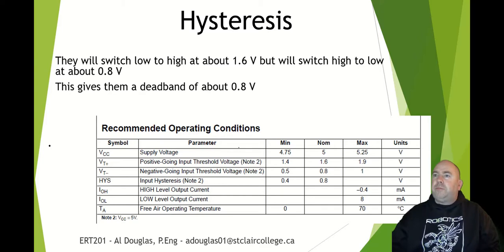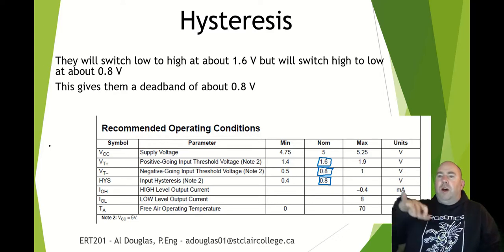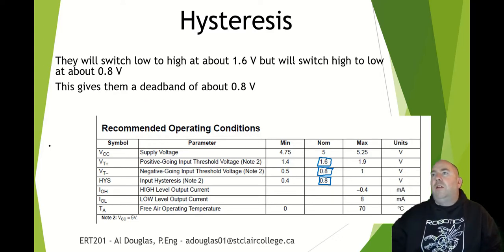So we look at the specs for this. The threshold for switching from a low signal to a high signal happens at about 1.6 volts. The threshold to switch from a high signal to a low signal is not at 1.6 volts. It's actually all the way down at 0.8 volts. So you have a dead band of about 0.8 volts that you can still operate in. So you don't get an oscillation on your switching if you approach somewhere in that middle range.